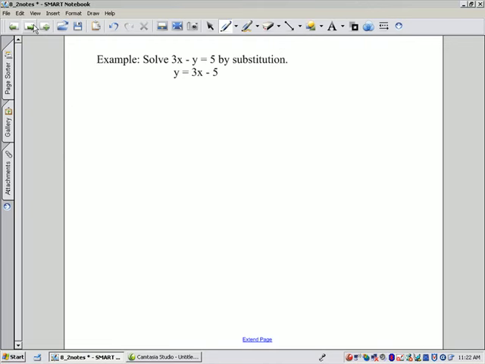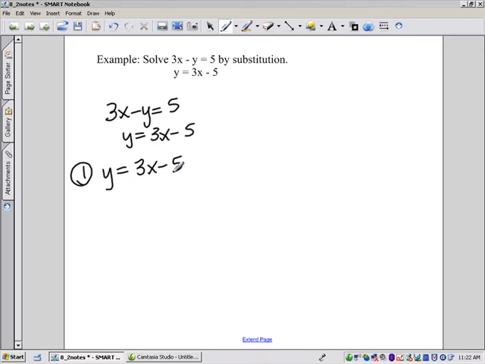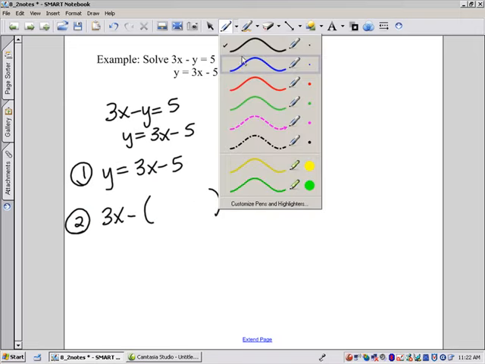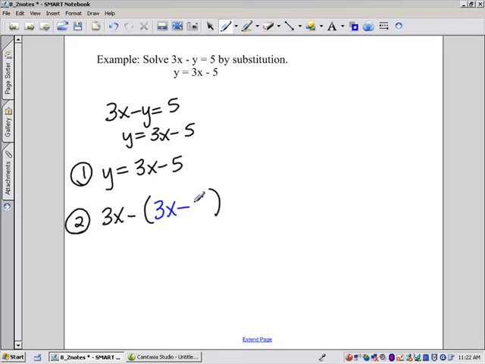Now let's look at another example. We want to solve 3x minus y equals 5 and y equals 3x minus 5 by substitution. So again, if we write down our system and go through our steps, the first step is to solve one equation for one variable, which again, happens to be done for us. That's not the case in all of these problems. And then in step 2, we're going to replace the variable y with the expression 3x minus 5. So you'd have 3x minus, and then in parentheses, we're going to put 3x minus 5.